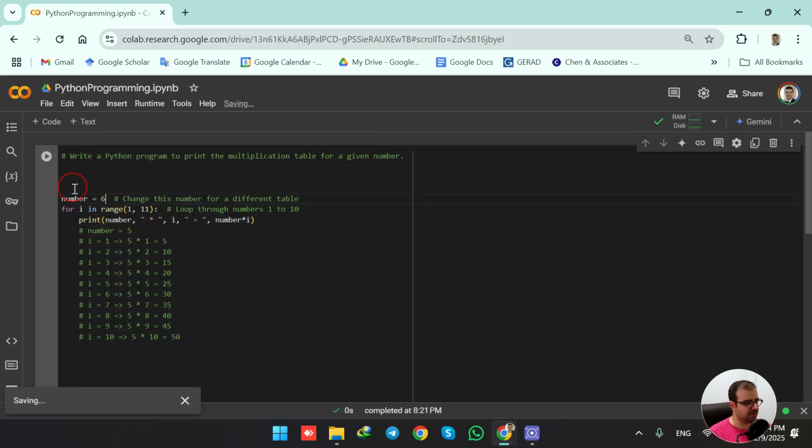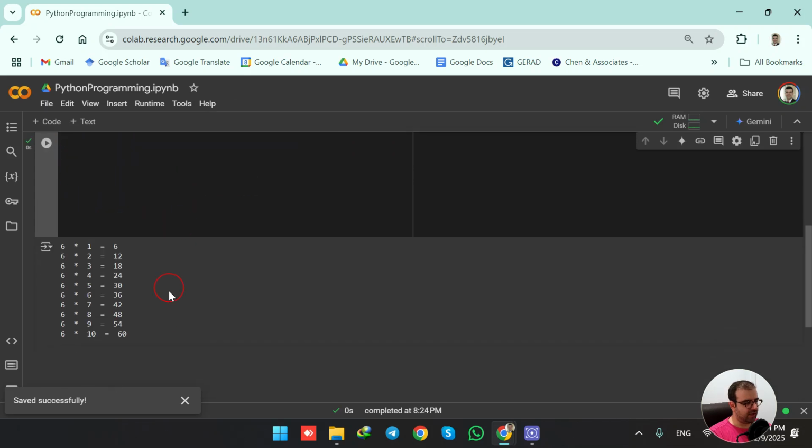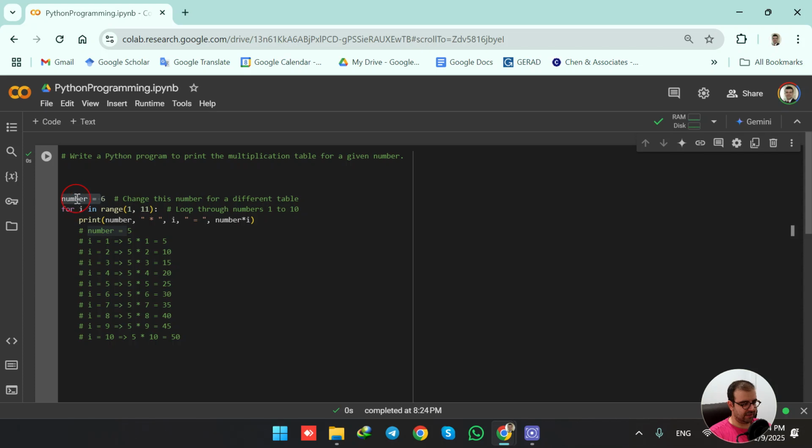So if I have the number to be 6 here, when I run the code, I have the multiplication table for number 6. This is a fixed number. We can change it as we wish.